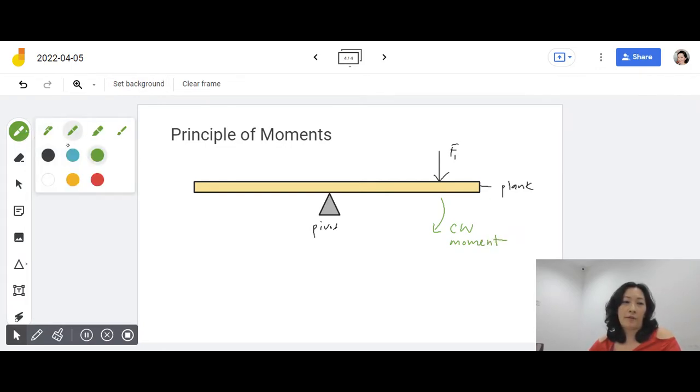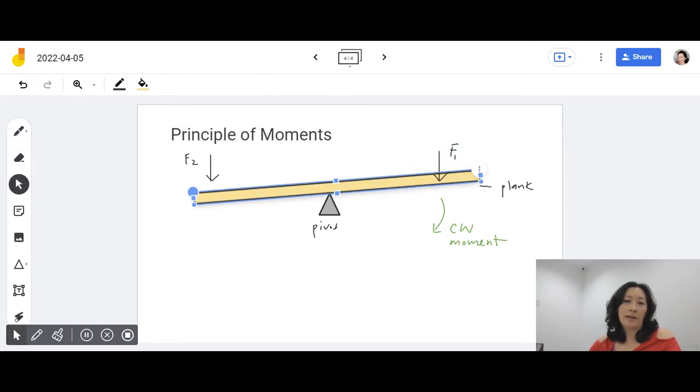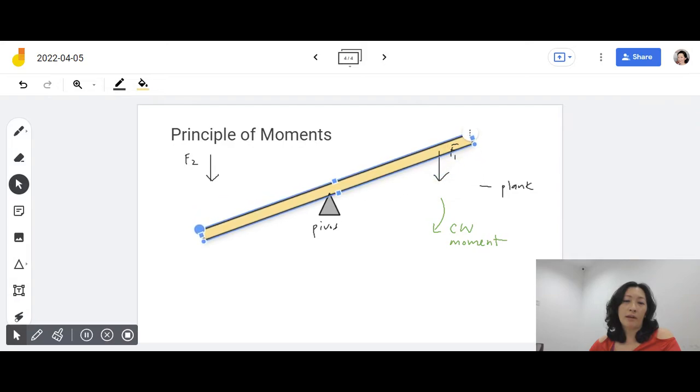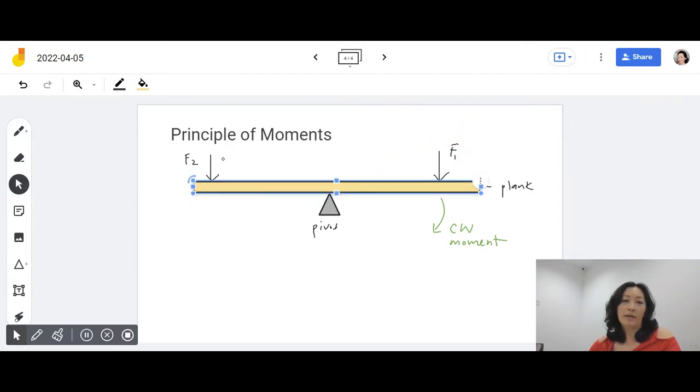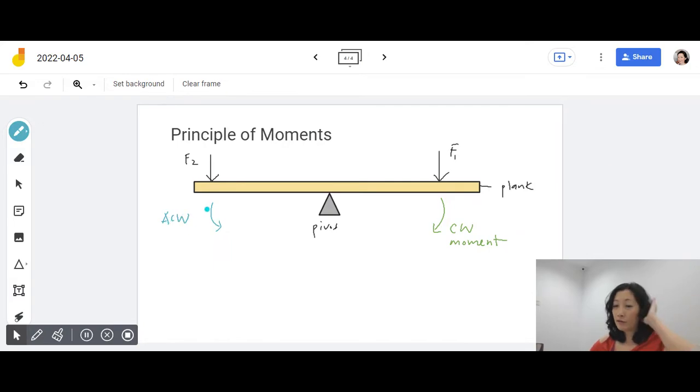If we have a force that is applied on this side, say F2, it will cause the plank to rotate this way, and now it's going to go anti-clockwise. So F2 will create a moment, or a turning effect, that's anti-clockwise. I'm going to write here ACW, anti-clockwise. Sometimes you see them write CCW, that's counterclockwise, same thing. Anti-clockwise moment.